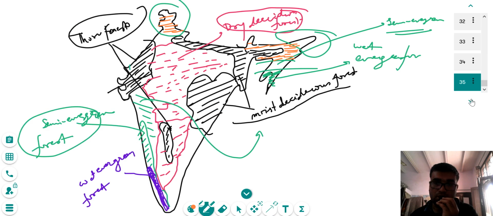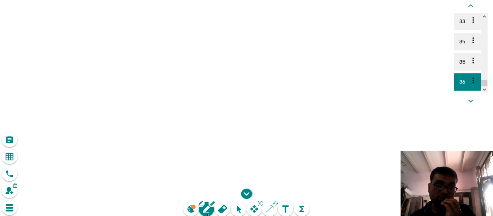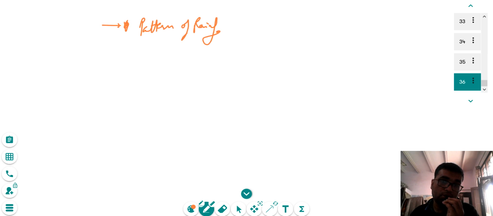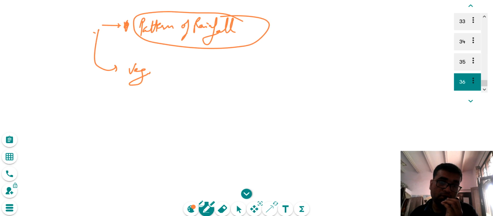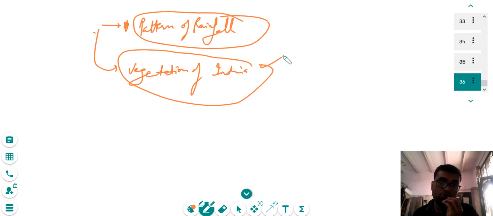So this was the forest map of India, and this was the last slide of this class. So what we did is, first, the variability or the pattern of rainfall in India, right? And the second one is the vegetation of India, right? So these two things we did in this class.